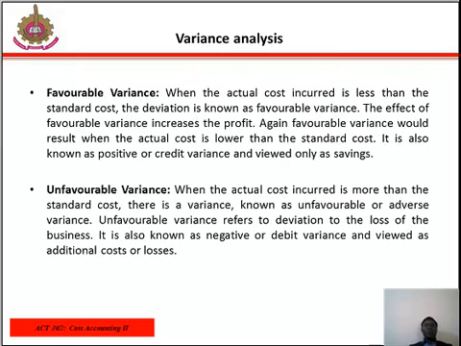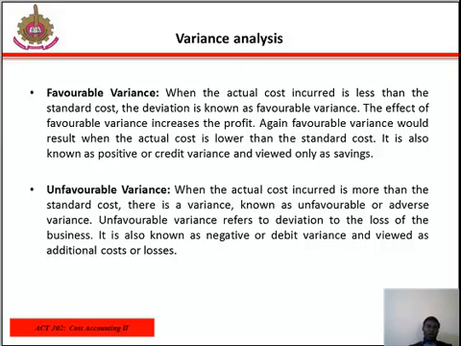Variance analysis. We have mentioned favorable variance and we have of course mentioned unfavorable variance. Now, what is favorable variance? When the actual cost incurred is less than the standard cost, the deviation is known as favorable variance. The effect of favorable variance is to increase the profit. Favorable variance would result when the actual cost is lower than the standard cost. It is known as positive or credit variance and viewed only as savings.